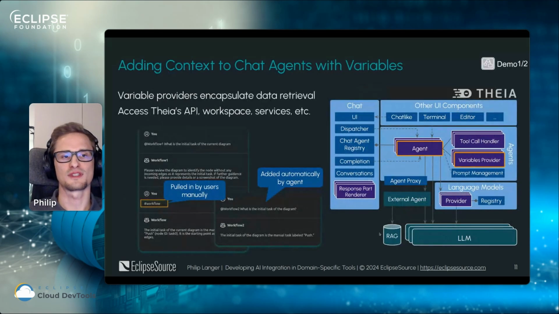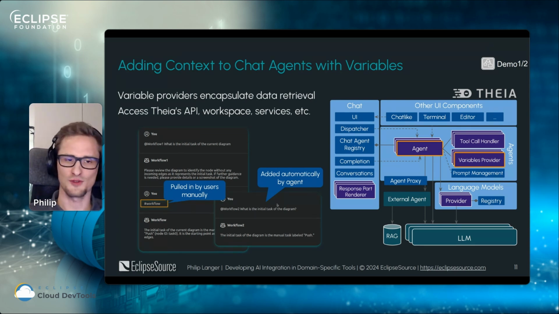And it's really simple with Theia AI, because there is a concept that helps you do that, which is called variable providers. So agents can use variable providers. A variable provider is just a registered function, essentially, that has access to the Theia API, workspace, services, and stuff like that, and encapsulates this data retrieval. As soon as you've defined your variable, it is available to be used by users manually, so they can refer to it using the hash. But you can also, of course, automatically add it to an agent.